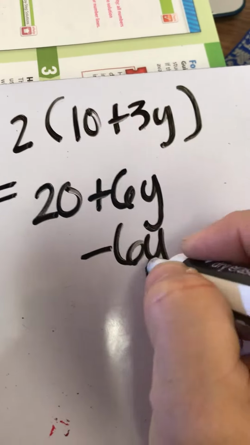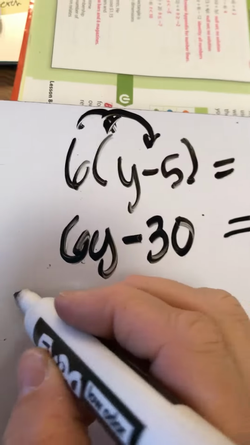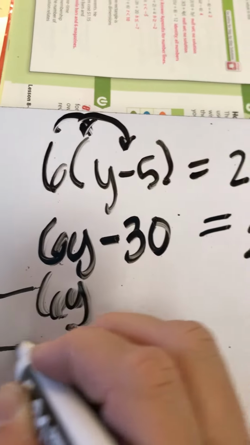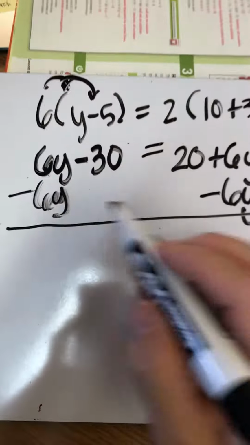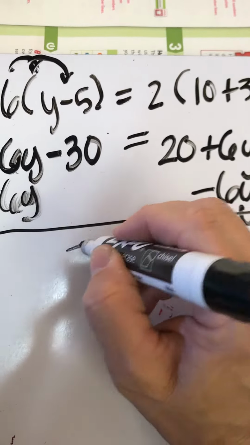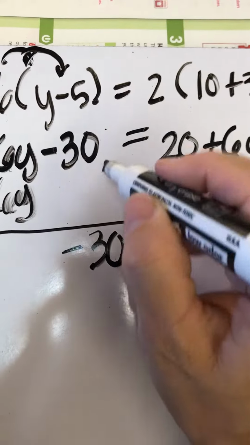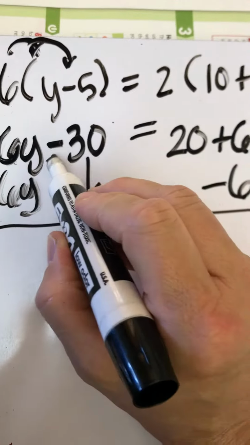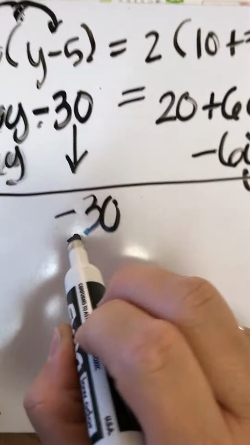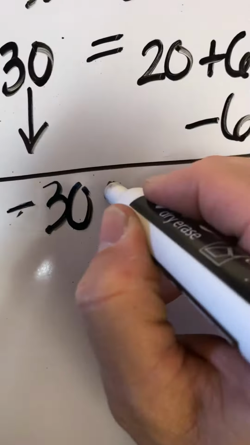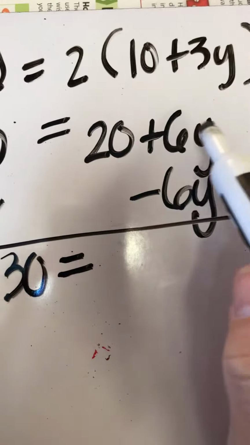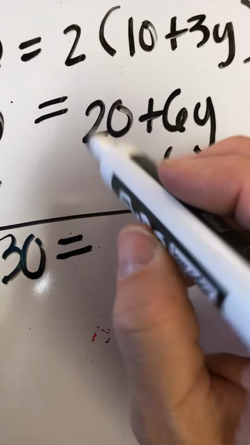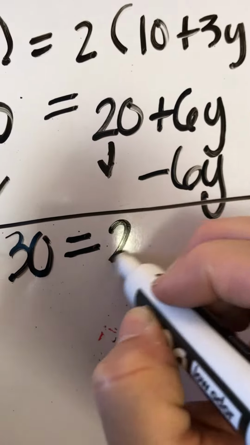So if I subtract 6y from the right side, I need to subtract 6y from the left side. Let's see what we've got. 6y minus 6y is 0, so all that I have left on this side is negative 30. The negative 30 comes down. Don't forget about that subtraction sign. There's a negative sign attached to that number. Negative 30 equals, well, 6y minus 6y, that's 0. All I have left over here is 20.